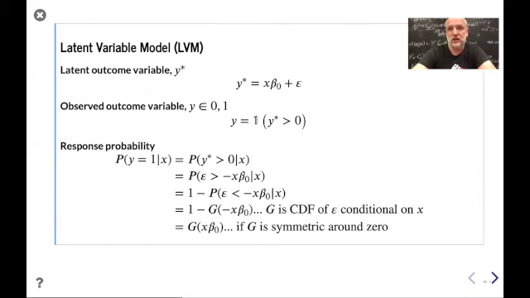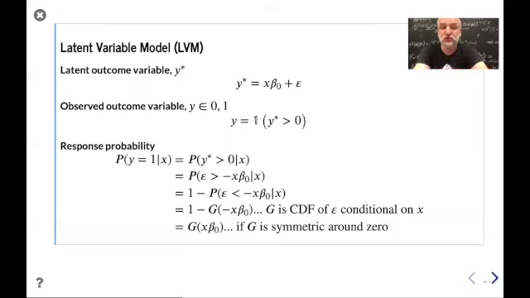such a functional form. One such model is the latent variable model. In that model, there's a latent variable y star. Y star is not observed; it's a latent variable, which means it's not observed. That latent variable is a function of X beta and an error term. So it's like X beta plus this error term.